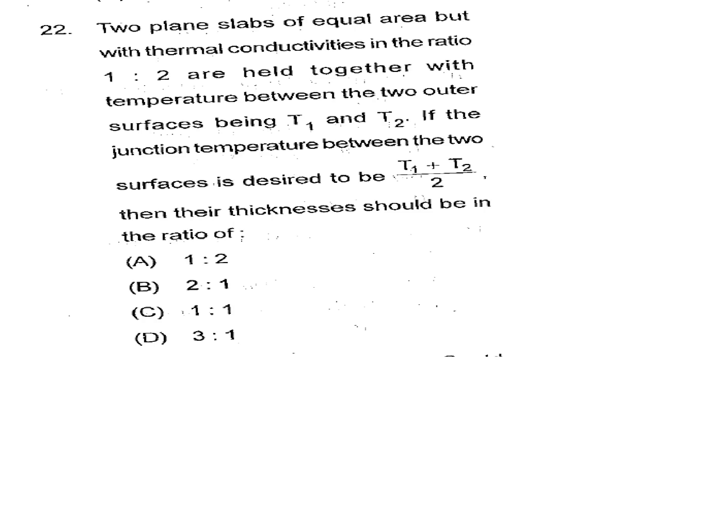Question is, two plane slabs of equal area but with thermal conductivity in the ratio 1:2 are held together with temperature between the two outer surfaces being T1 and T2. If the junction temperature between the two surfaces is desired to be (T1 plus T2) by 2, then their thickness would be in the ratio of what? Thickness we have to calculate. Two plane slabs of equal area.